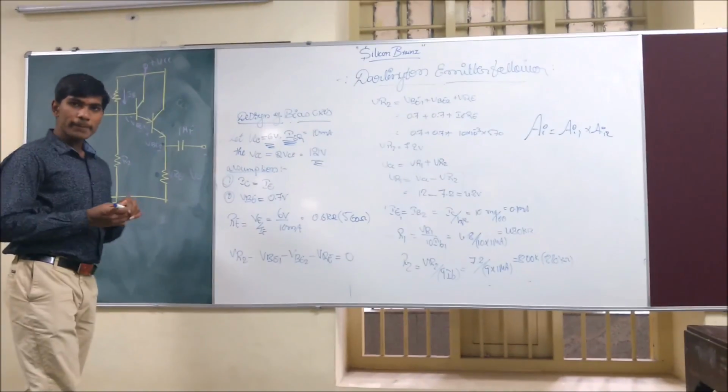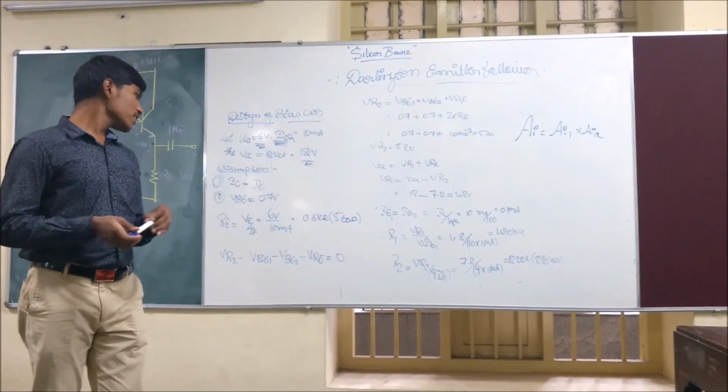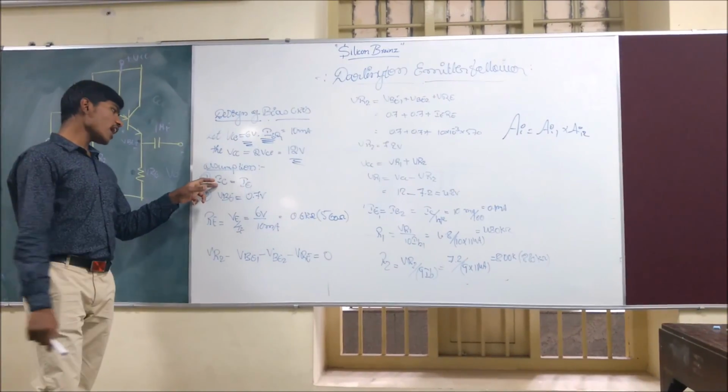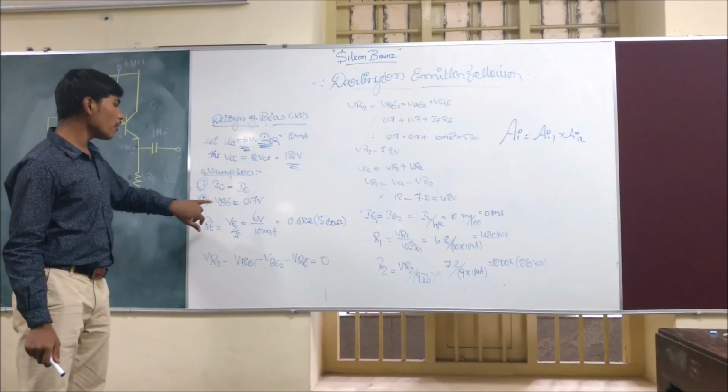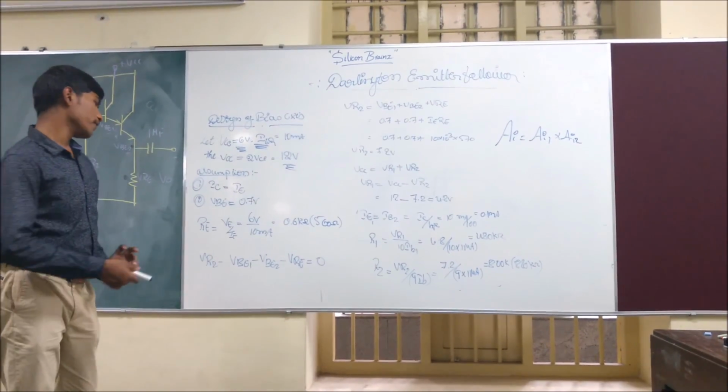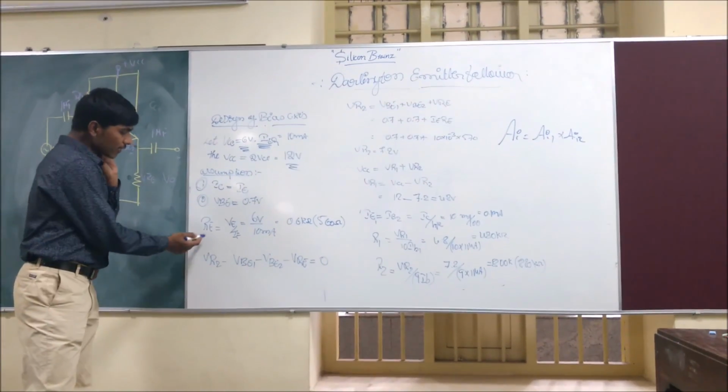Let's make some assumptions for the design. My first assumption is that ID is almost equal to 0. The second assumption is that VD equals 0.7. Okay, let's design RE.